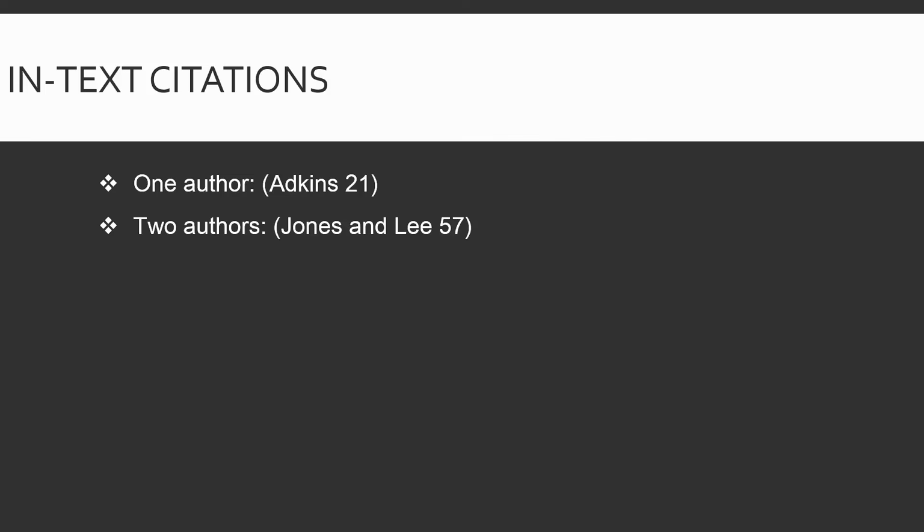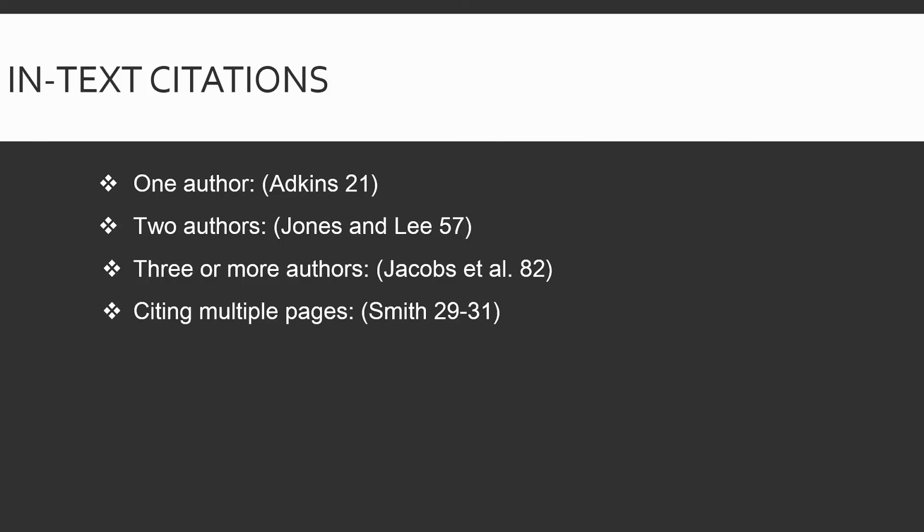If a source has 2 authors, include both authors' last names in the in-text citation using the word "and" in between the authors' surnames. If a source has 3 or more authors, include the last name of the author who is listed first, then include the abbreviation "et al.," which will signal to the reader that the text is written by multiple people. Sometimes a sentence will include information from a series of pages within a source. When this occurs, indicate the page range with a hyphen between the first and last page number.